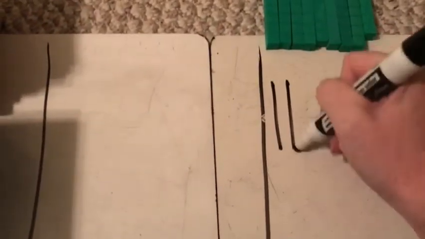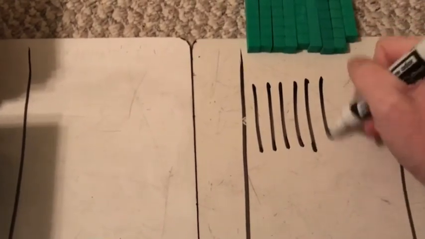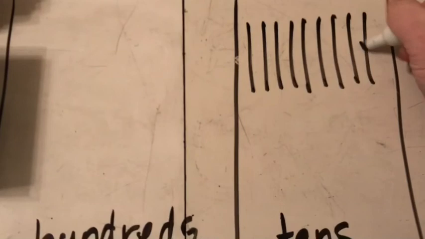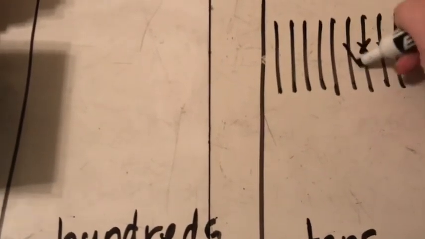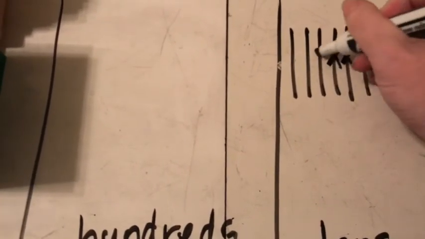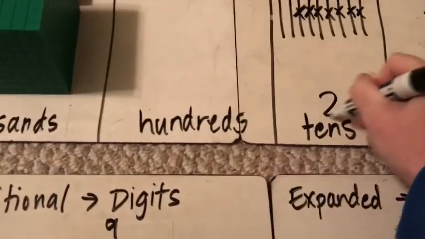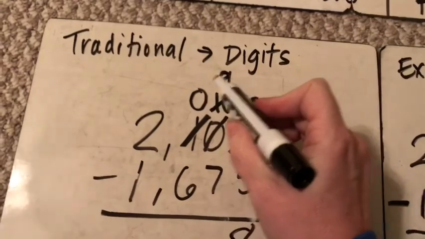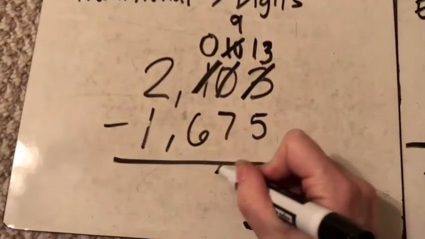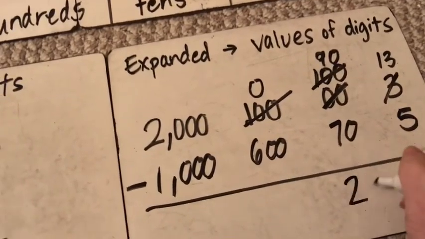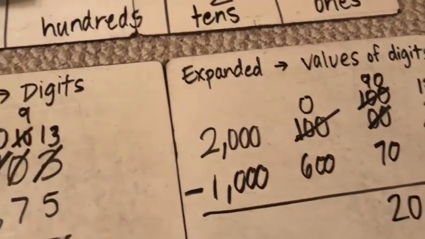So 90 would be 1, 2, 3, 4, 5, 6, 7, 8, 9 tens. And if I take away 7 of those tens, or 70, that leaves me with 2 tens, or 20. 9 tens minus 7 tens is 2 tens, or 90 minus 70 is 20. All right, so far so good.